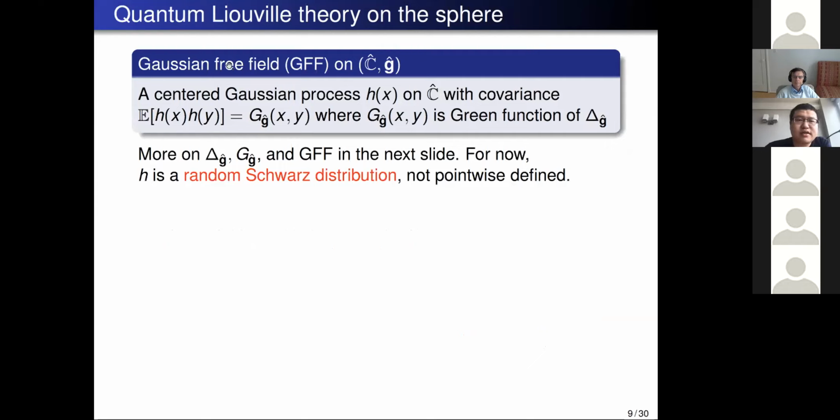So here, the Gaussian free field on the sphere is just a centered Gaussian process on the complex plane whose covariance is given by the Green function of the Laplacian operator. I will say more about the precise definition of the Gaussian free field in the next slides. For now, I just want to emphasize that the Gaussian free field is actually just a random Schwartz distribution rather than a pointwise defined function.